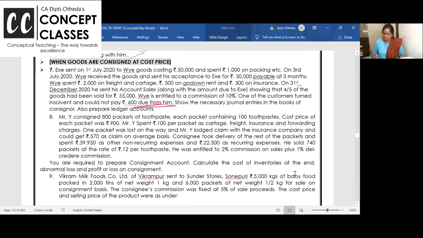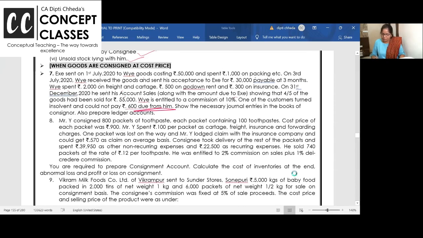Okay, here we go. 600 rupees is bad debt. Who will bear? Consignor will bear because there is no del credere commission. Show the necessary journal entries in the books of consignor. Also prepare the ledger. This is your practice problem. So we are just preparing the ledgers for today's remaining class.